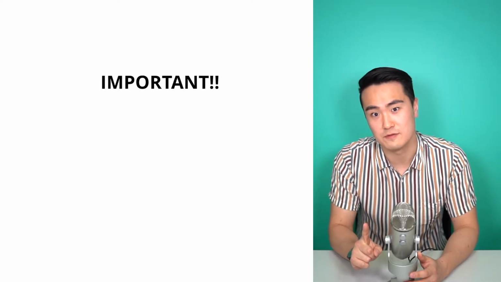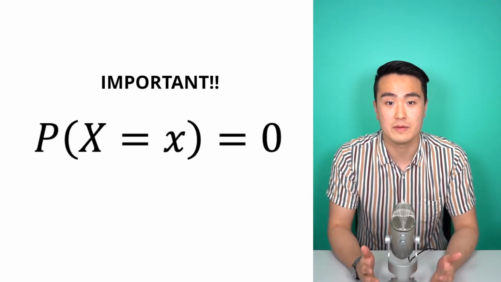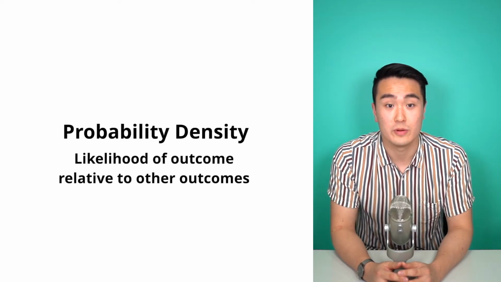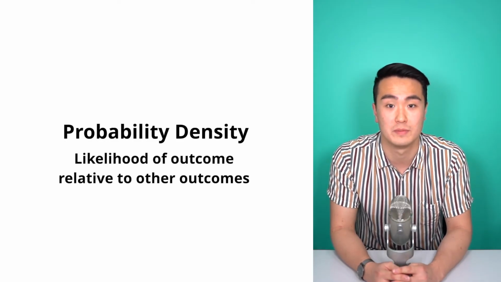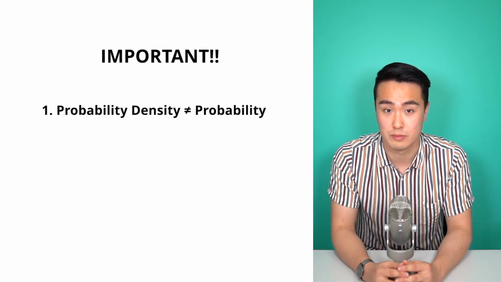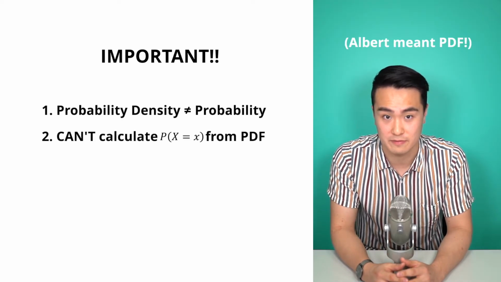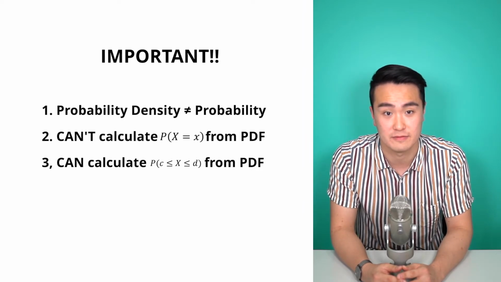Now, this one's going to be confusing, so watch out. Because there are infinitely many outcomes, the probability of a specific outcome occurring is always equal to 0. However, do you agree that some outcomes can be more likely than other outcomes? So we can find the likelihood of an outcome relative to other outcomes, which is called the probability density. To put it simply, a probability density is not a probability. We cannot calculate individual probabilities from the PMF, but we can calculate the range of probabilities from the PDF.